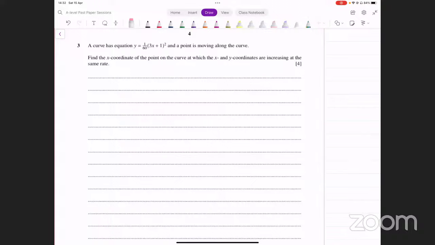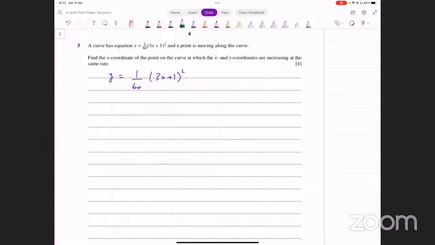Okay, let's look at the next question then. It says a curve has equation y equals 1 over 60 into 3x plus 1 whole squared, and a point is moving along the curve. We need to find the x coordinate of the point on the curve at which the x and y coordinates are increasing at the same rate. Okay, now that's interesting.